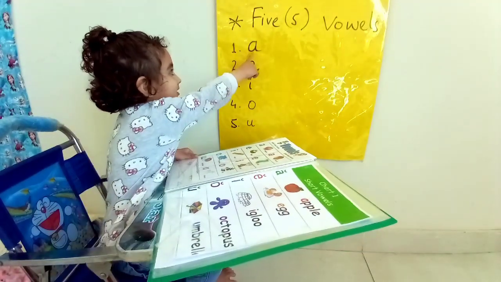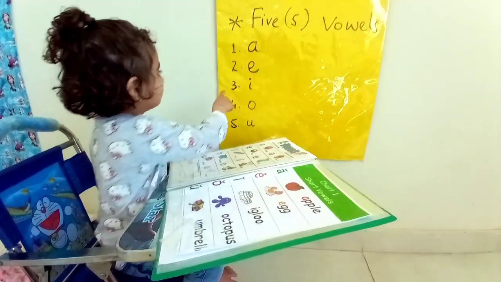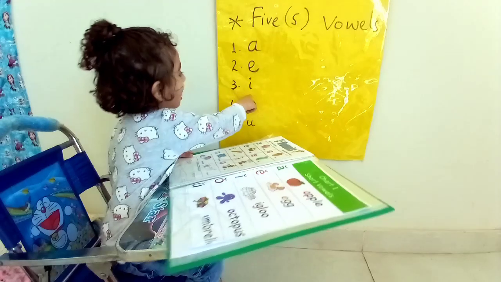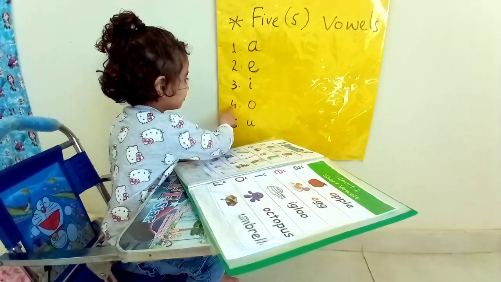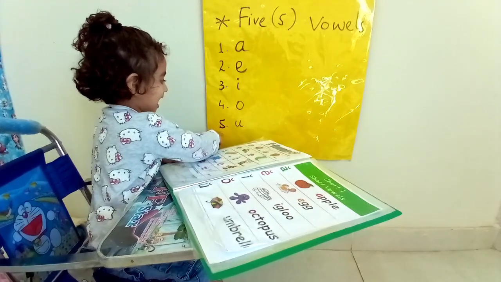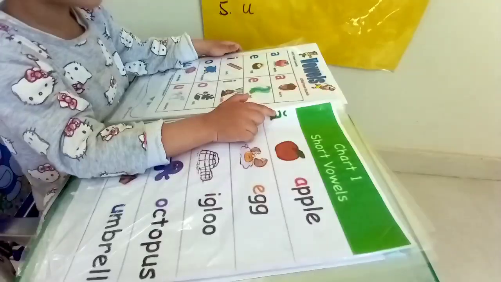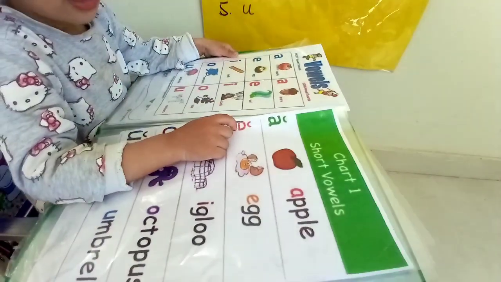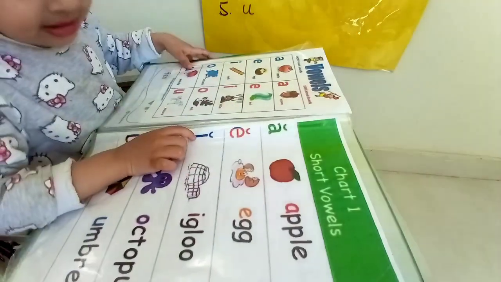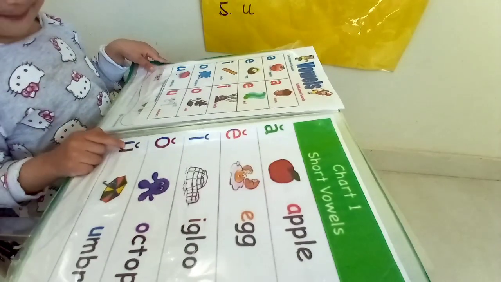1 A, 2 E, 3 I, 4 O, 5 U. Good. Good. A for apple, E for X, I for igloo, O for octopus, U for umbrella.